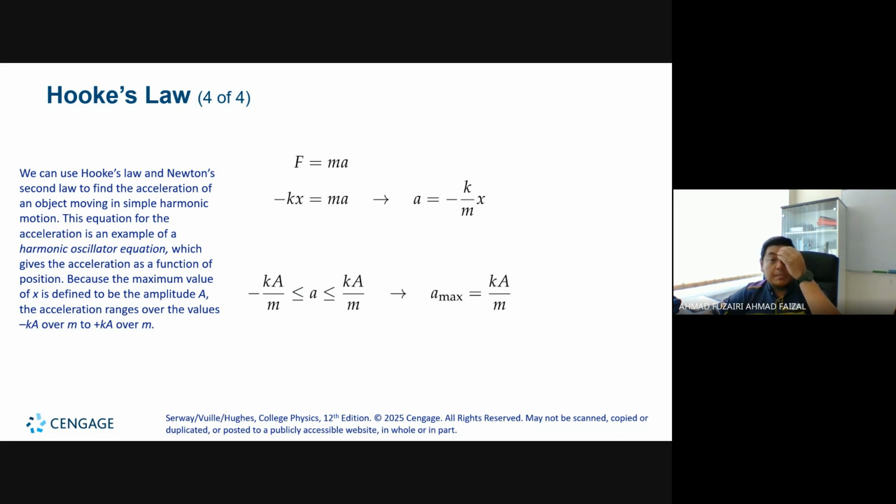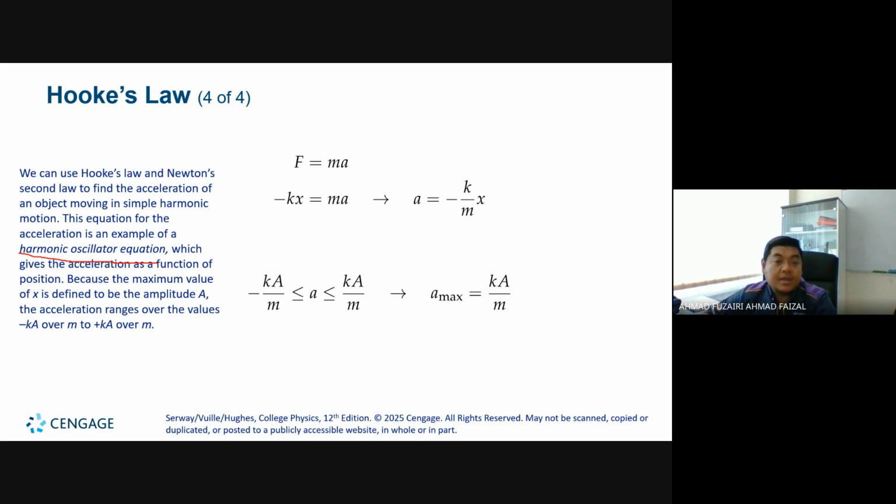We can use Hooke's law and Newton's second law to find the acceleration of an object moving in simple harmonic motion. For example, we have here F equals ma, Newton's second law, and of course Hooke's law is F equals negative kx. This equation for the acceleration is an example of the harmonic oscillator equation, which gives the acceleration as a function of position.